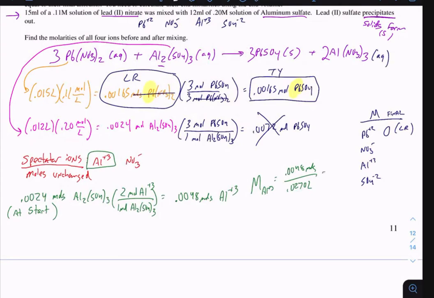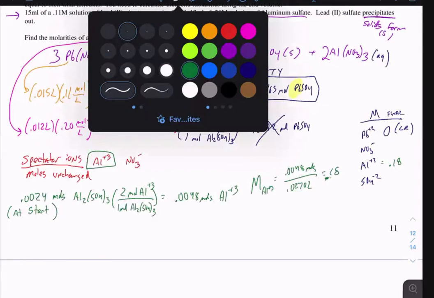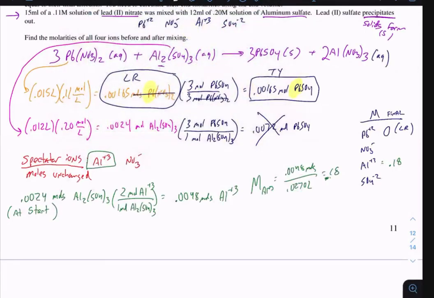Which is going to be, I'm going to write that here into the box, 0.1, after rounding, 0.18 molar. I guess I'll write it here too, 0.18. Okay, let's pause here.